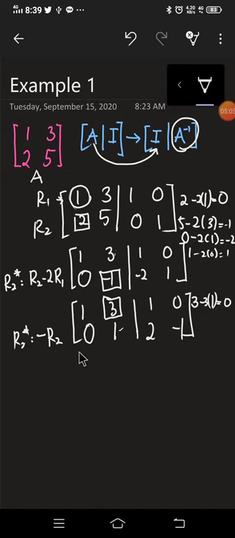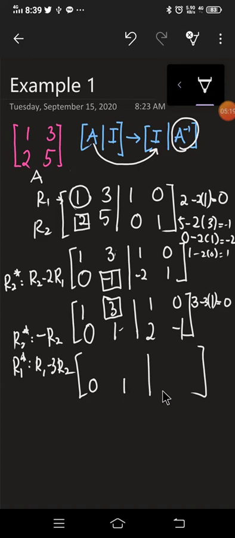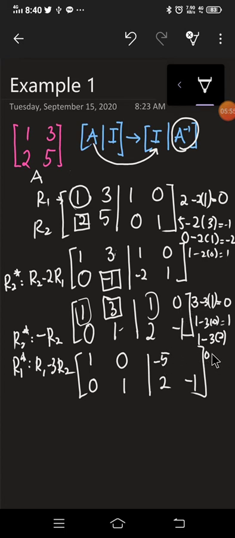So what do we write for the new first row? The new row 1 is row 1 minus 3 times row 2. We can just copy row 2 because we didn't change anything there, and do the changing for row 1. For this element, it will be 1 minus 3 multiplied by 0, so it is still 1. For this one, 3 minus 3 multiplied by 1 is equal to 0. For this one, 1 minus 3 multiplied by 2, so 1 minus 6 is negative 5. And the last one is 0 minus 3 of negative 1, which will be 3.